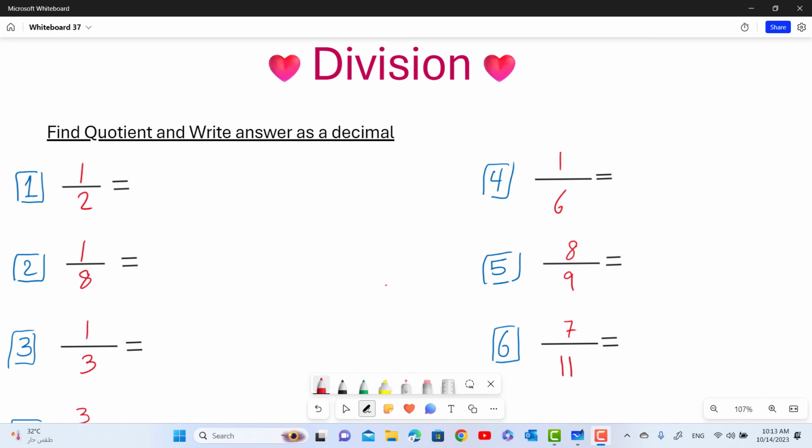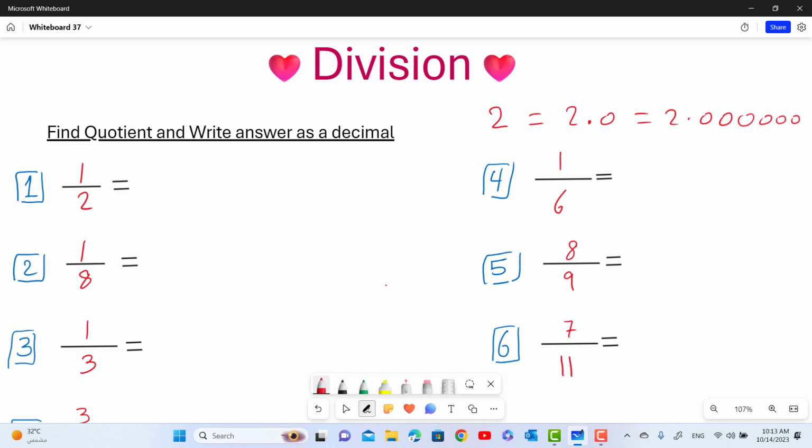Next question: find the quotient and write your answer as a decimal. Okay, before we start, we want to remember this. This number is 2. If we put beside it a dot and 0, the value of the number does not change. If we put two zeros, nothing changes. If we make it three, nothing changes. If we put unlimited zeros, nothing changes. So if we have a dot and unlimited zeros, the value of the number does not change.